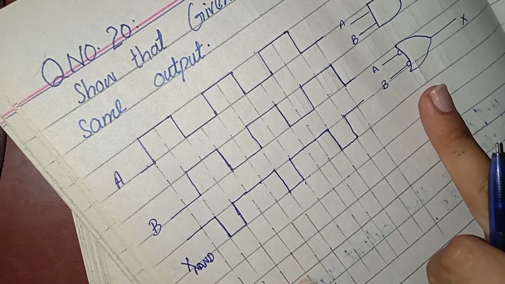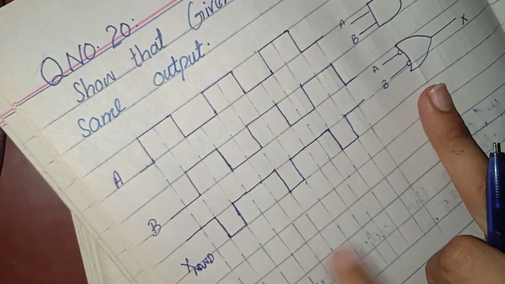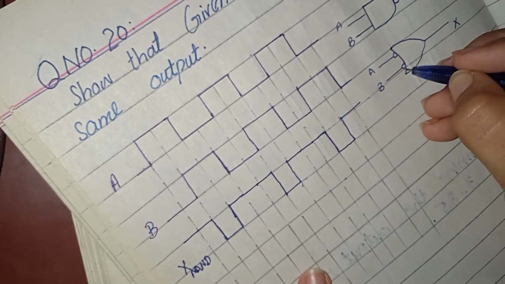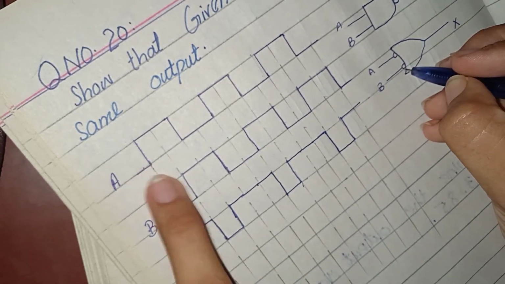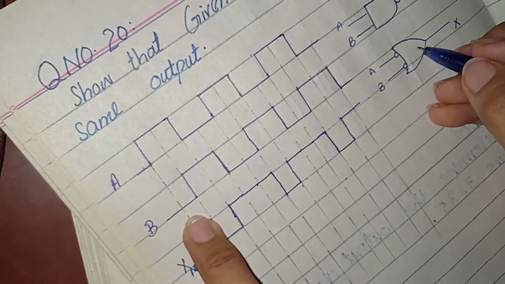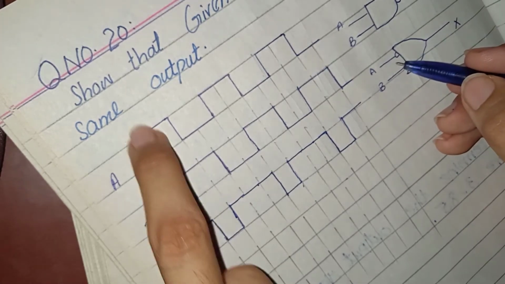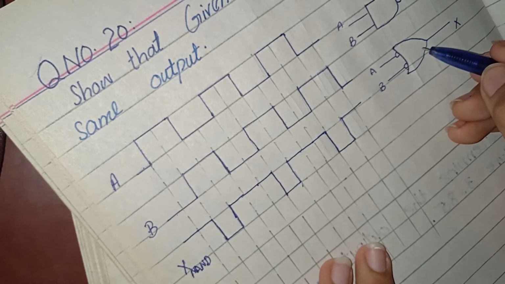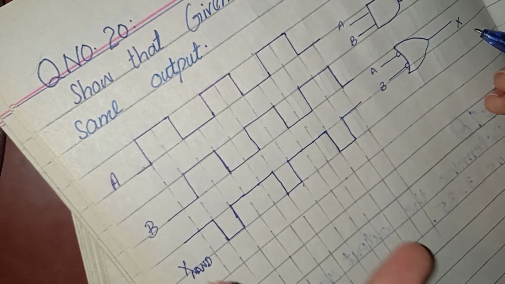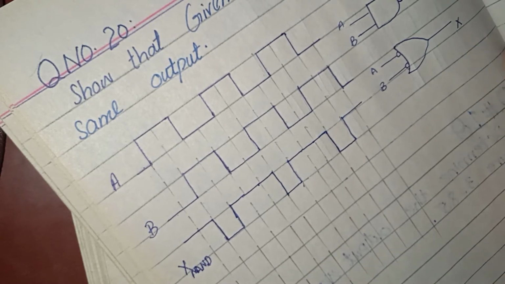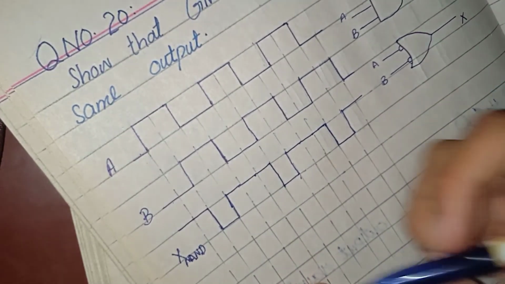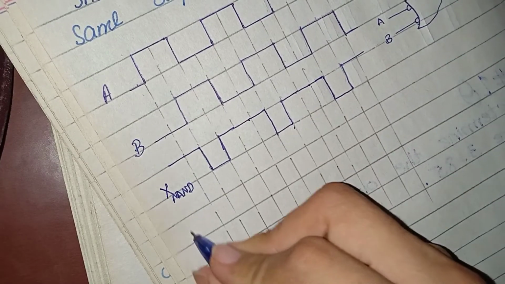Now we have to draw the output waveform through a NOR gate using the same inputs. In this gate, these two bubbles show that the A input and the B input will be inverted before entering into the gate. I hope it will make sense to you. Both these inputs will be inverted before applying the logic gate operation or Boolean operation. So let's move towards the solution.